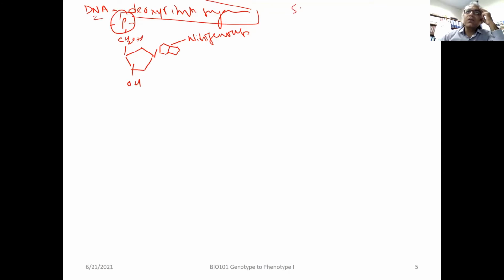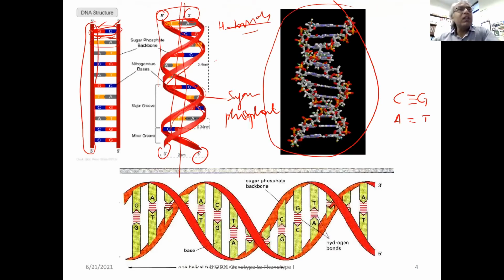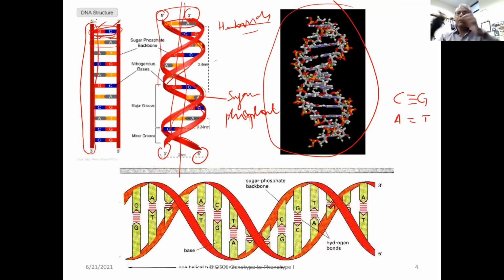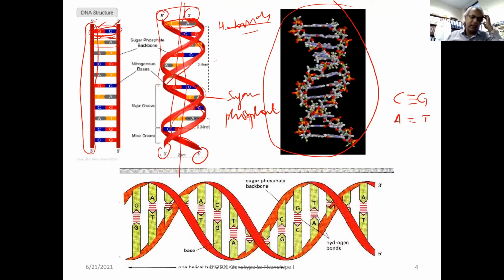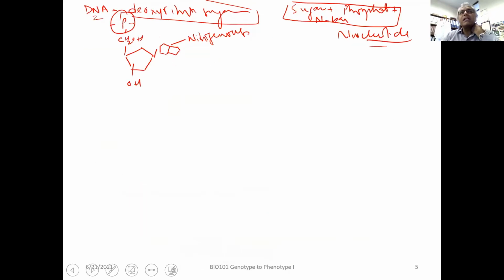Together, deoxyribose plus phosphate plus nitrogenous base, these three are called a nucleotide. Now, DNA is a polymer. It's a molecule which is made up of many nucleotides. How is one nucleotide attached to the next?